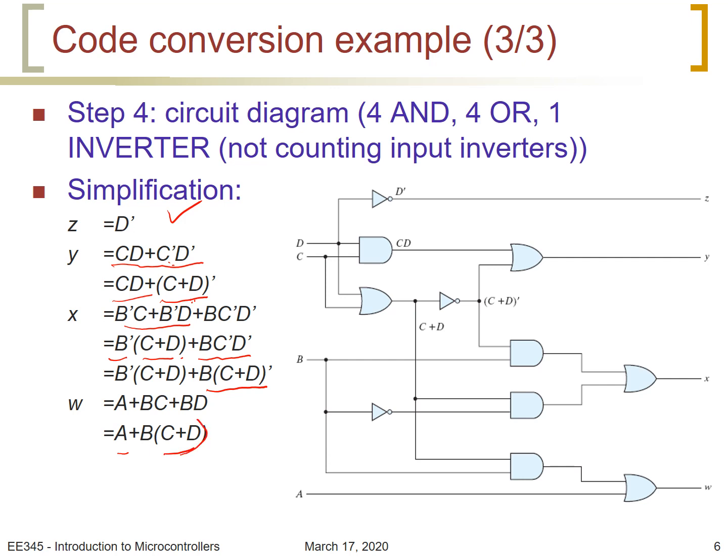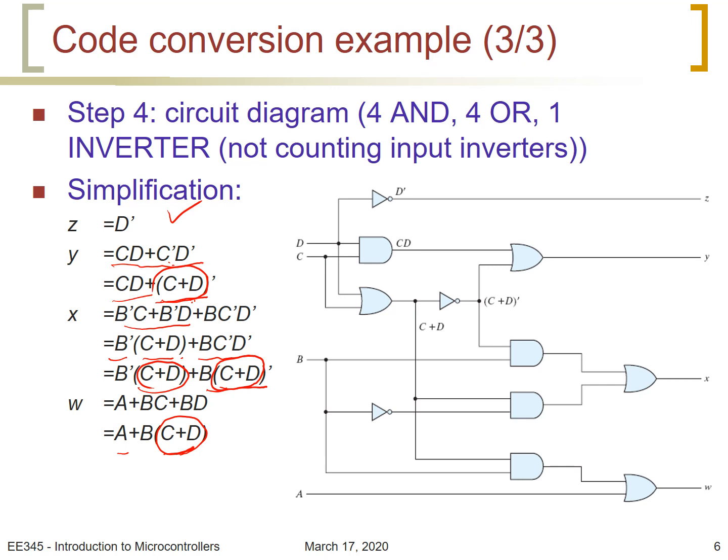So this c plus d, this OR gate, we use it once here and once here and once here with complement with an inverter and once here. So we use the same OR gate 4 times. This is how the circuit will look now.